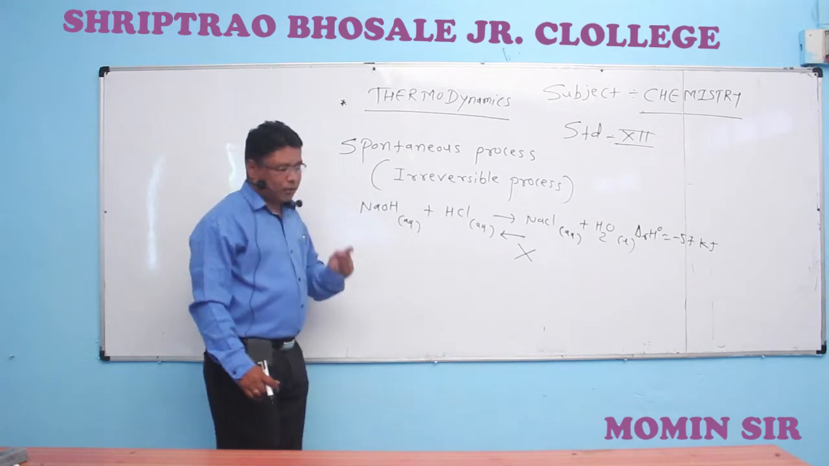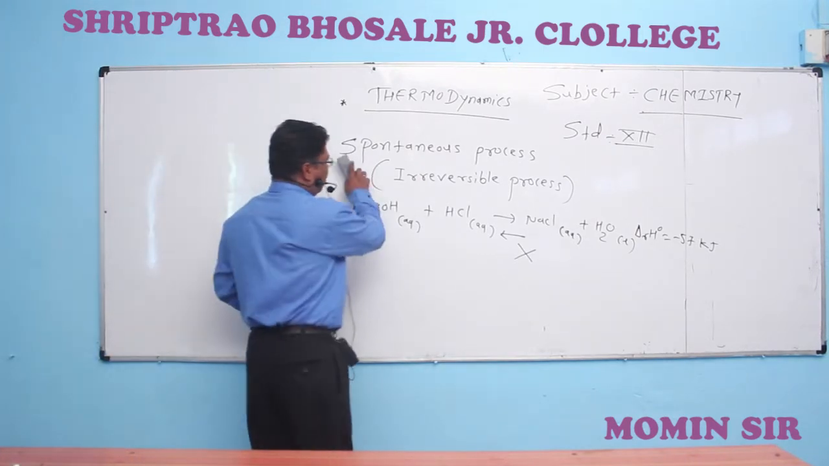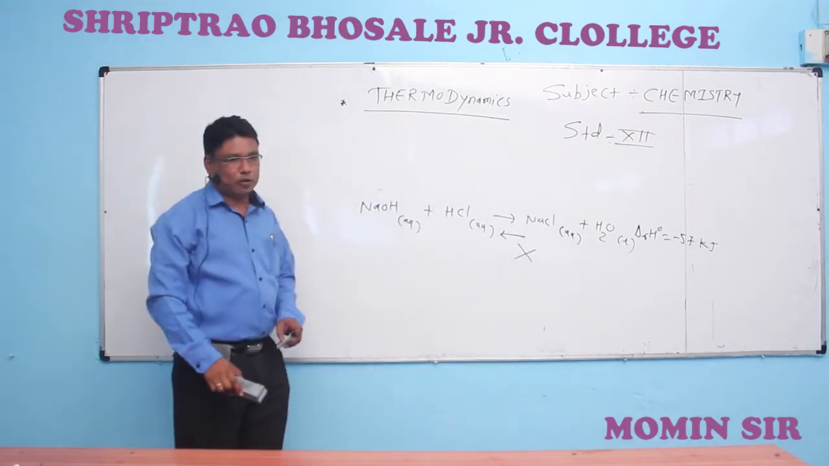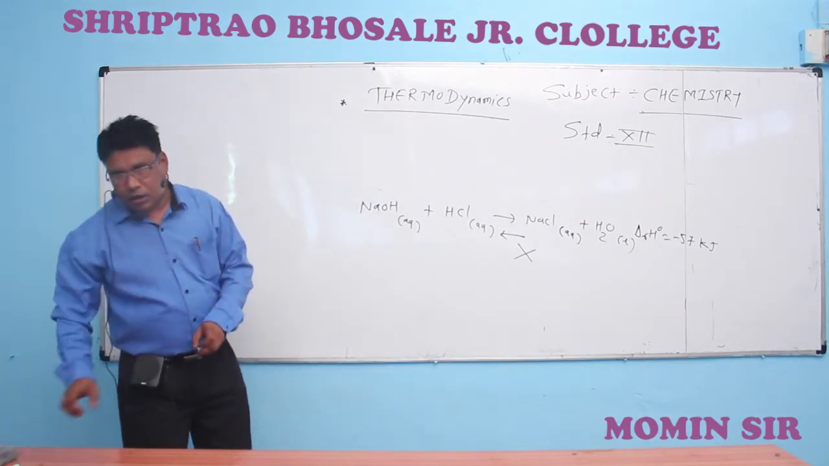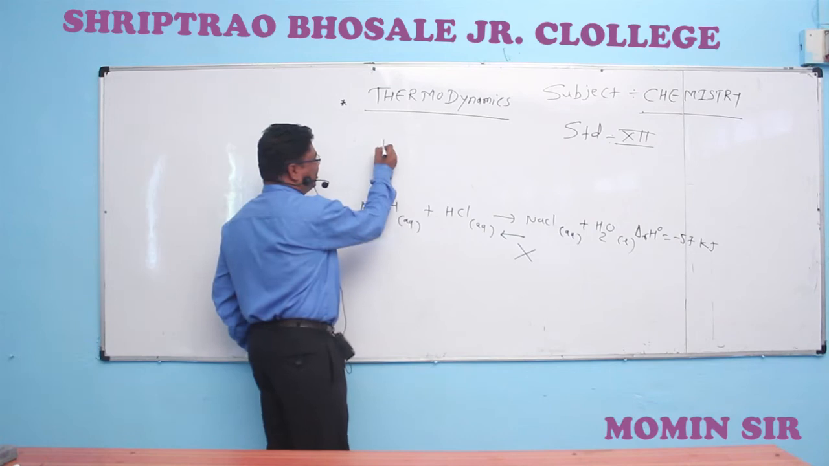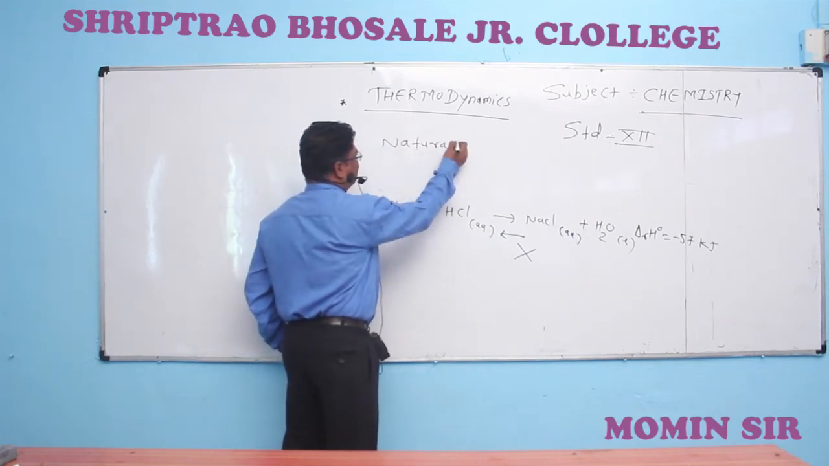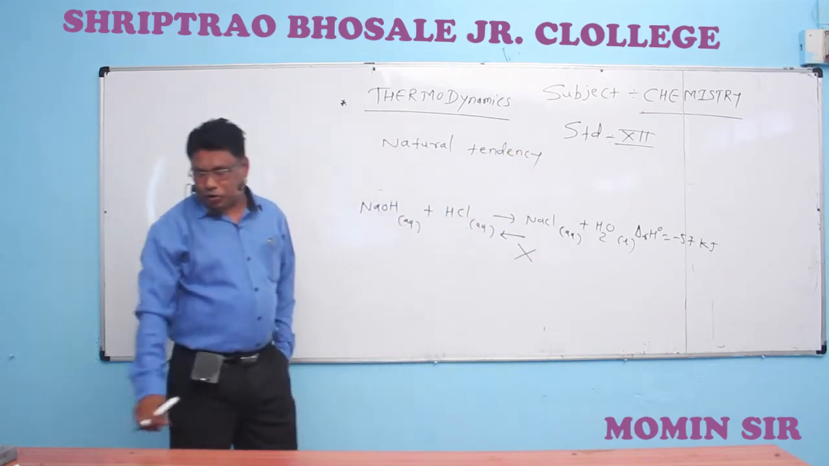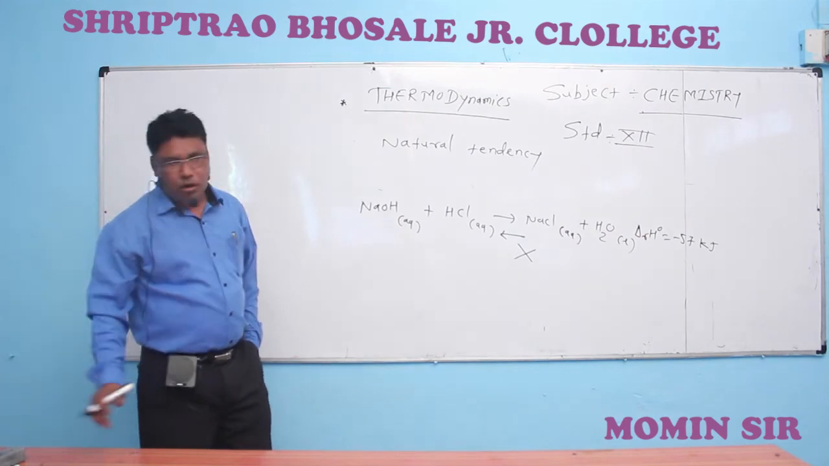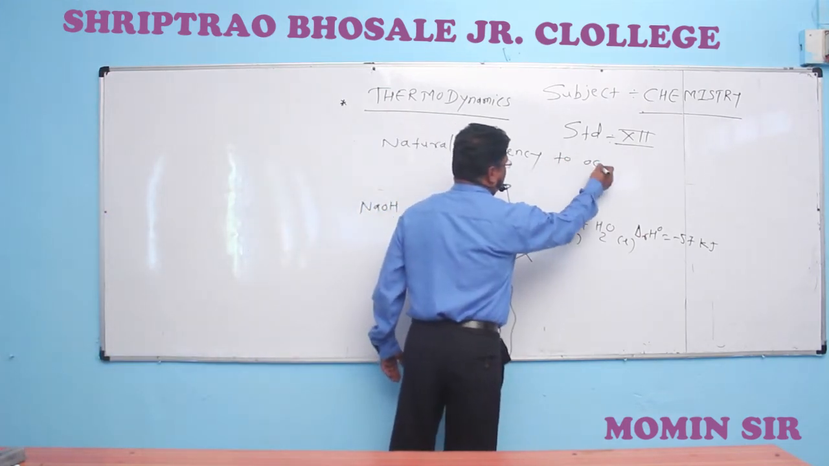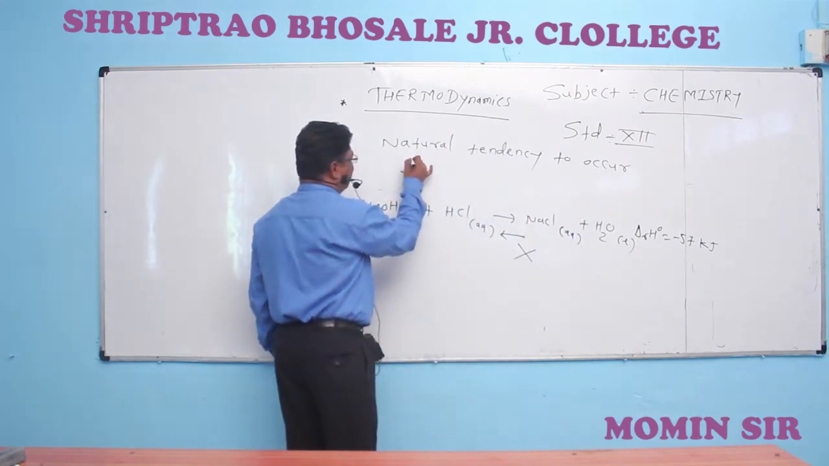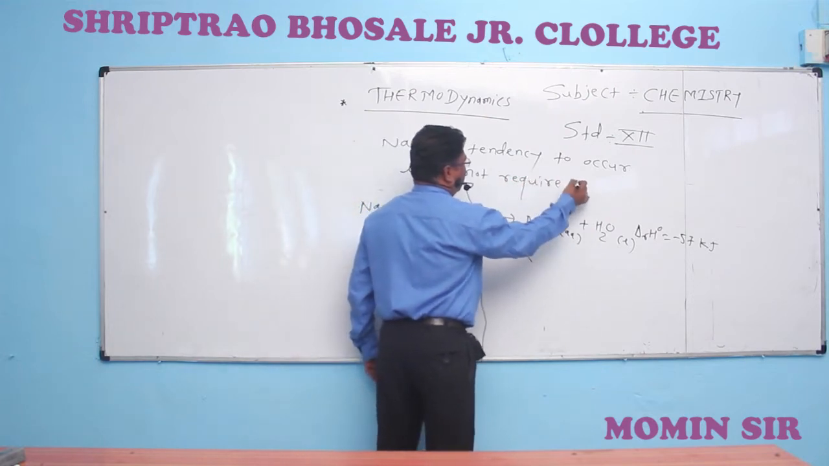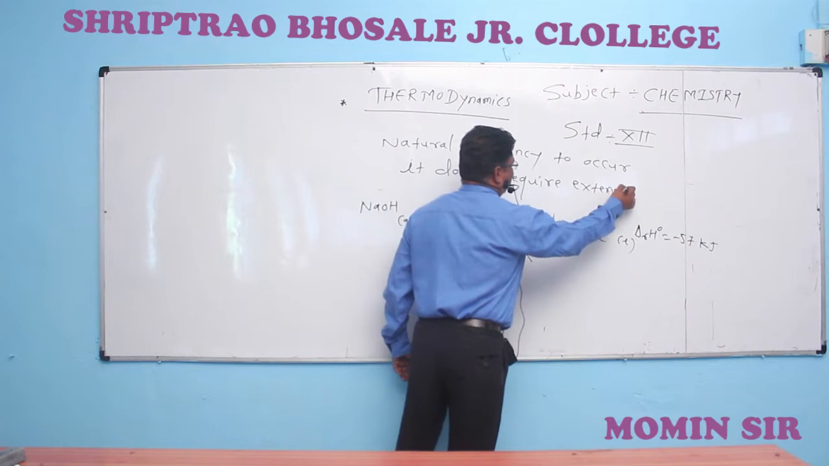You know that here we want to write the definition of what is called a spontaneous process or irreversible process. That is, a spontaneous process has a natural tendency to occur. It does not require external influence.